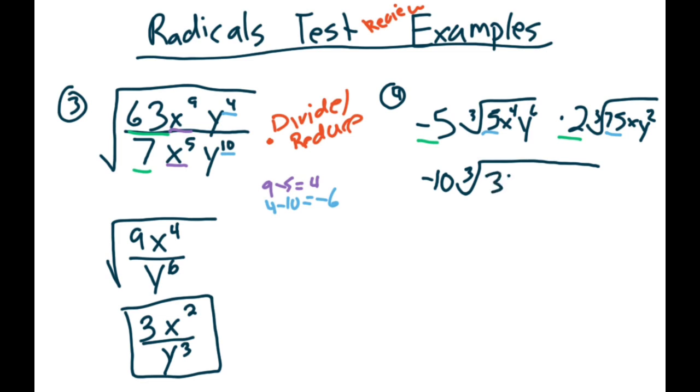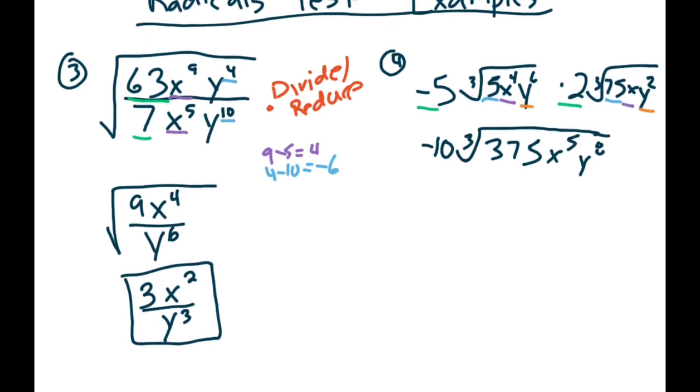is 375. Oh, when I do the x's, x to the 4th times x. Remember, when we multiply, we add exponents. So this would be x to the 5th. And then y to the 6th times y squared would be y to the 8th. And now this problem should look like number 1 and 2, so we are going to factor tree that inside.